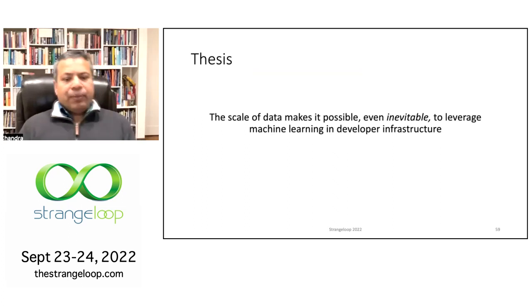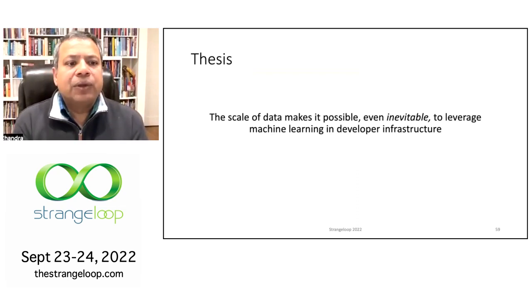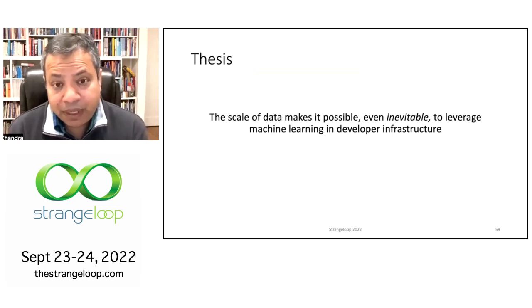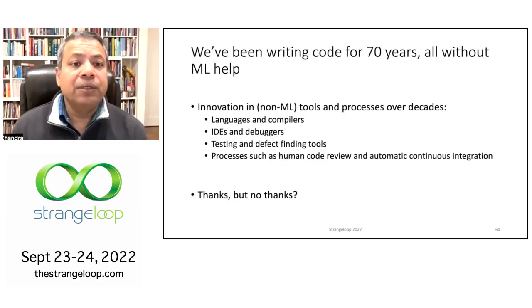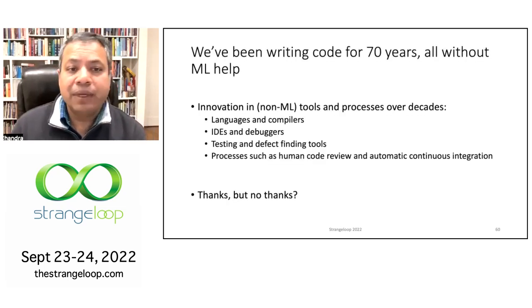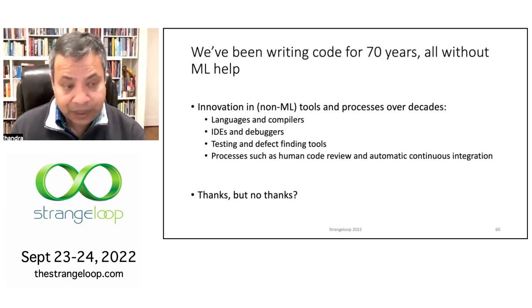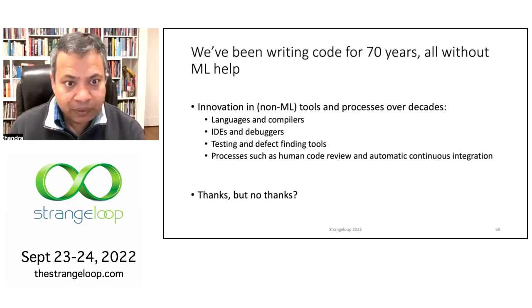Okay, so now let's step back, and I want to make some remarks about the importance of this area. I would say that now we have the scale of data that makes it possible, perhaps even inevitable, to leverage machine learning in developer infrastructure. At this point, you should perhaps push back and say that, hey, we have been writing code for 70 years, all without ML help. What's new? We have done lots of innovations in compilers and languages and debuggers and testing and even processes like human code review and so on. So why do we really need this, and why now?